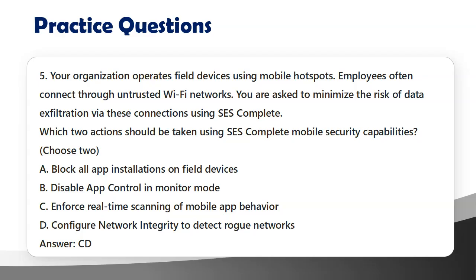Choose 2. A. Block all app installations on field devices. B. Disable app control in monitor mode. C. Enforce real-time scanning of mobile app behavior. D. Configure network integrity to detect rogue networks. Answer: C, D.